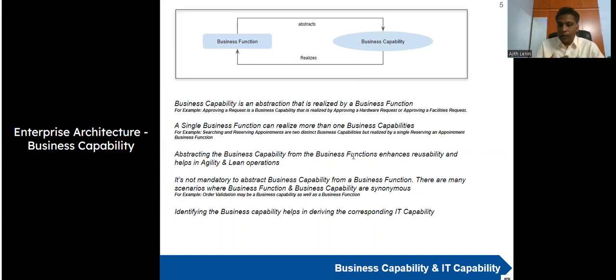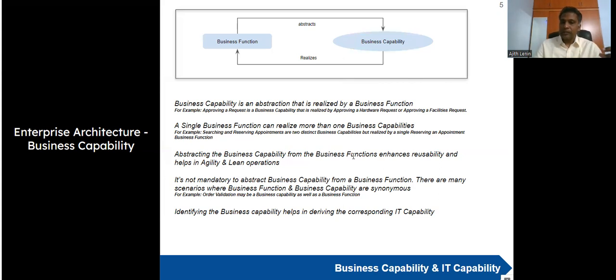So how does it help? Abstracting the business capability from the functions enhances reusability. This is where we will be able to identify the reusable components of the enterprise itself. That's why we need to abstract business functions. Otherwise, we'll be implementing business functions across processes and duplicating the capabilities. So we need to abstract them to identify the reusable components, which are the business capabilities.